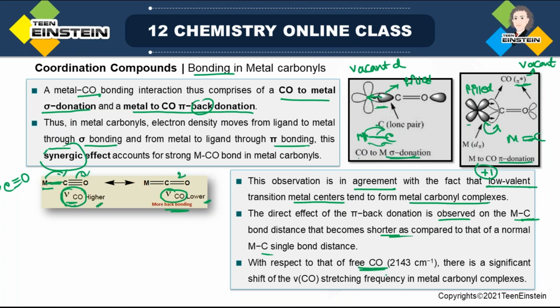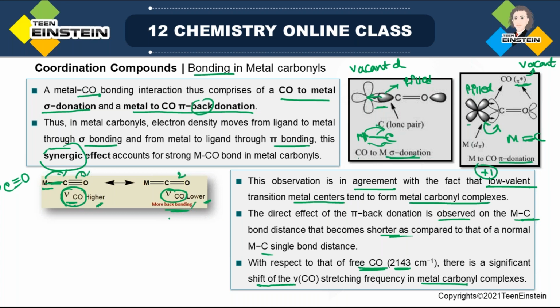So with respect to free CO, suppose there is no metal-carbon, a free carbon monoxide molecule, the stretching frequency value is 2143 centimeter inverse. But if you have a metal carbonyl complex, now there is a significant shift in the value, because of this pi back bonding, the stretching frequency will decrease.